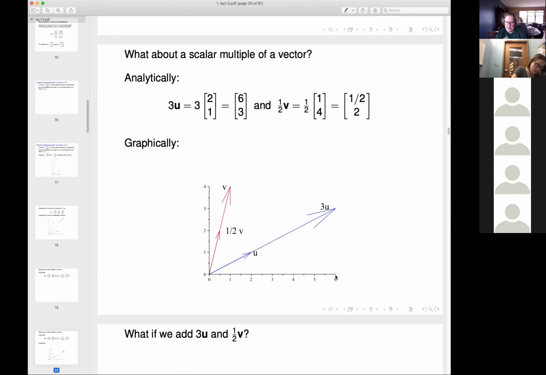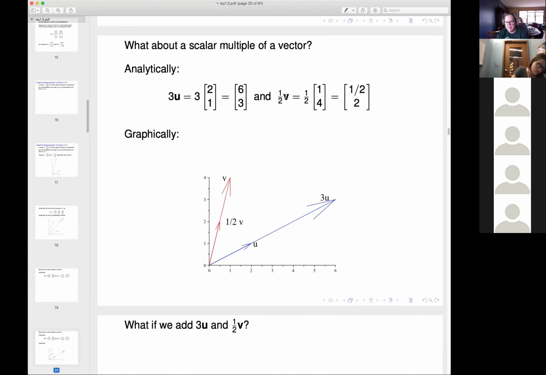So if we plot that out, what it turns out to be is another vector that goes in the same direction as u, and it's just 3 times longer, right? It's basically taking u and then another u and another u. You can think of it as u plus u plus u. You're adding u 3 times. And so when you scale a vector, you always get another vector that's in the same direction or the opposite direction, but it's along the same line.